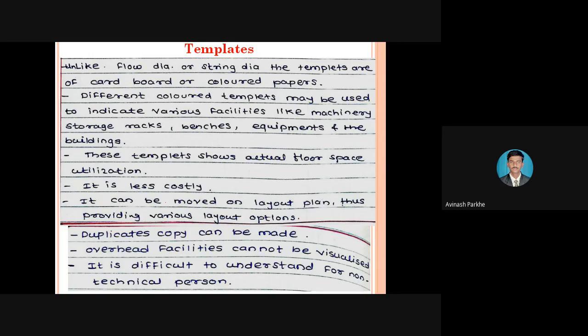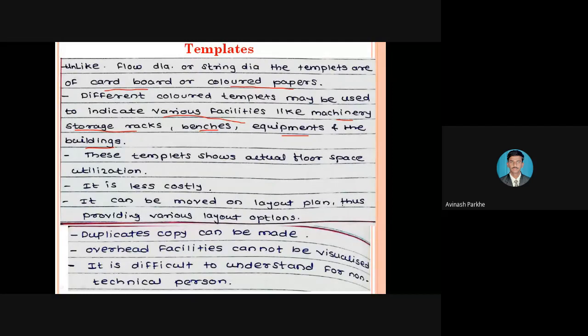These colored sheets are used to indicate various facilities or various types of important devices in your operation process. Therefore, here I have written: unlike the flow diagram or the string diagram, templates of cardboard or colored papers are used. Why are they used? The different color templates may be used to indicate various facilities, for example machinery, storage racks, benches, equipment, and buildings.